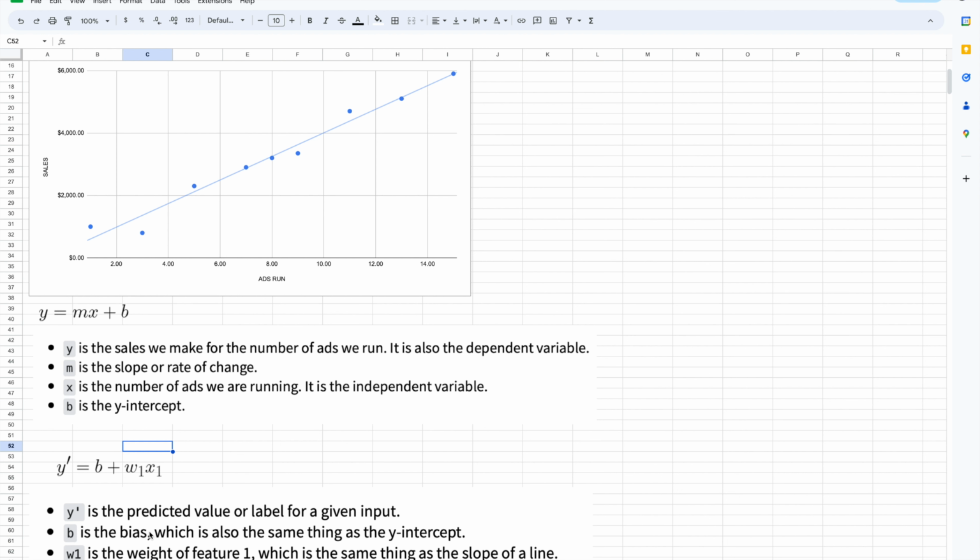B is called the bias instead of the y-intercept, but it's the same thing as the y-intercept. W1 is called the weight of feature 1. It's the same thing as the slope of a line, so it's the same thing as m in this equation. And then x1 is the feature or a value that we're given, and we can just insert to the function. It's also the independent variable as well.